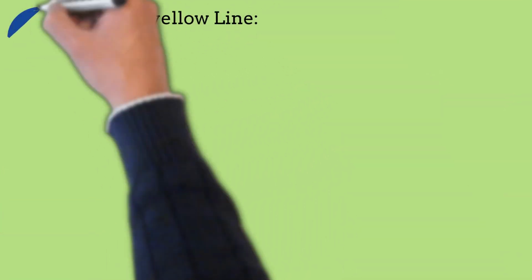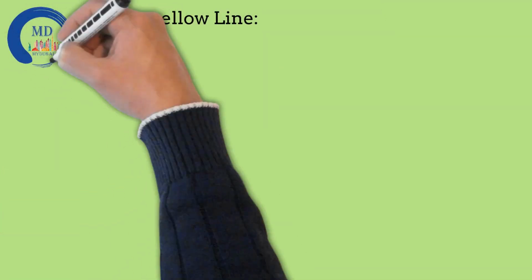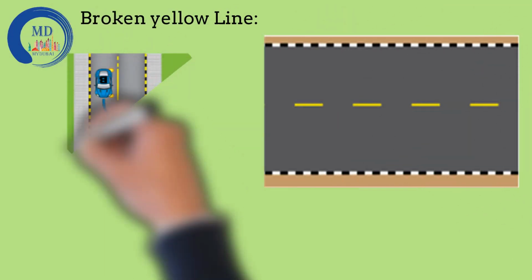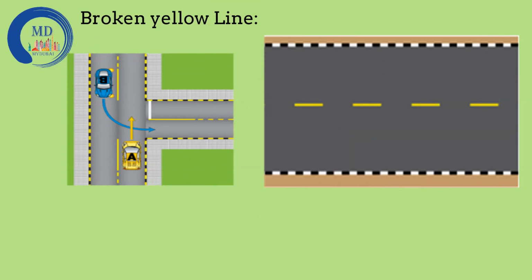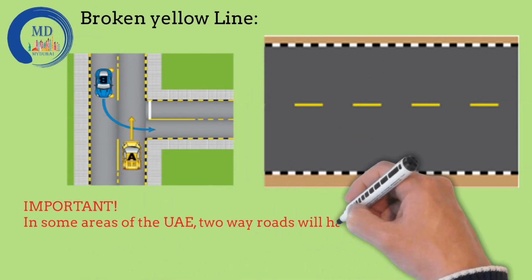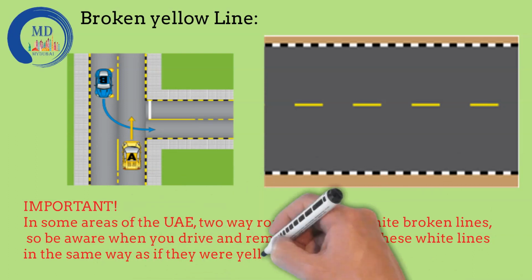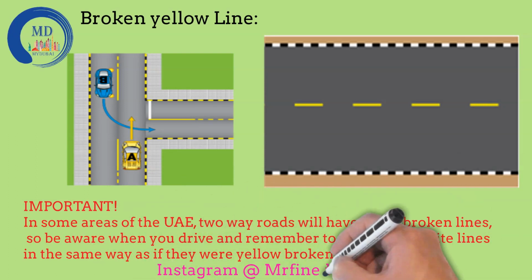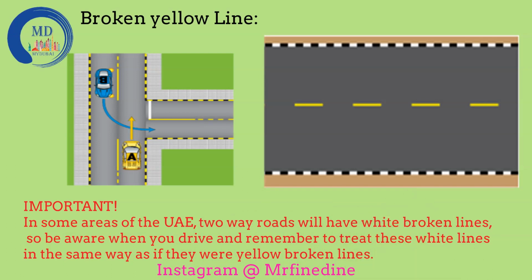So let's go for the next marking, which is broken yellow lines in the middle of the road. This means that it's a two-way road and you can actually overtake, and it's used to divide the traffic. But one thing you need to keep in mind is that in some areas of UAE, two-way roads will have white broken lines also. So in this case you need to treat them as yellow lines and you need to be careful. Usually the white lines are used in one-way traffic lanes.